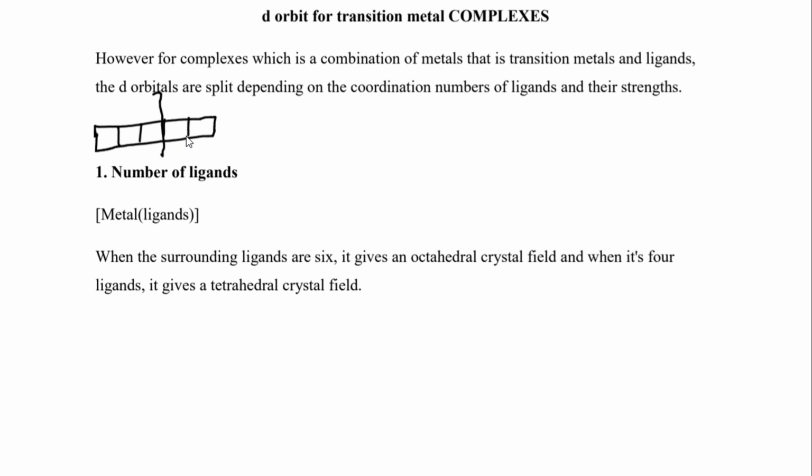So what determines the splitting pattern actually? One is the coordination number of the ligand. Let's say we have 6 ligands here. That's going to give an octahedral crystal field, right? And when it's 4, it's going to give a tetrahedral crystal field. Another factor is the strength of the ligand. The type of ligand here determines how the splitting will be. It could be a weak field ligand or a strong field ligand. So when the surrounding ligands are 6, it's octahedral. When it's 4, it's tetrahedral, right?